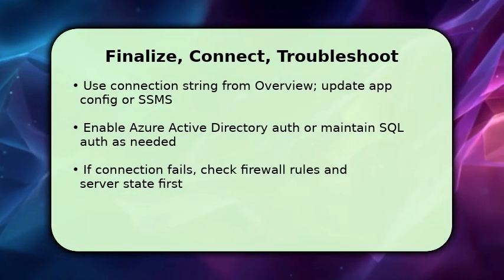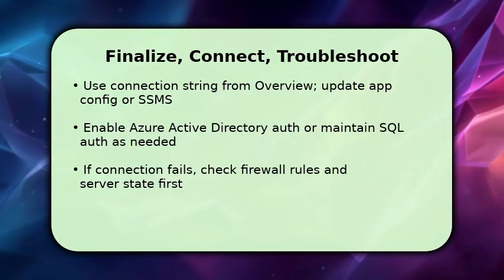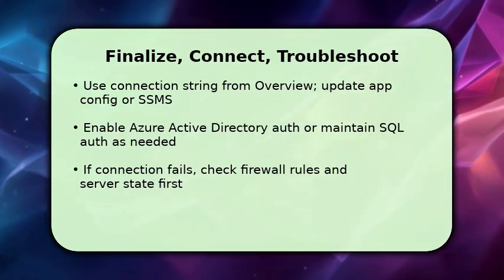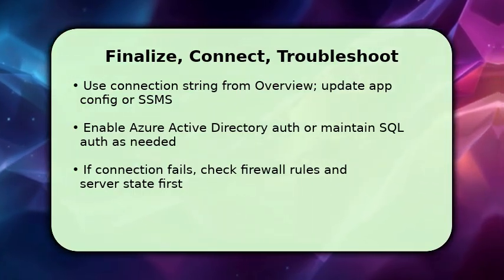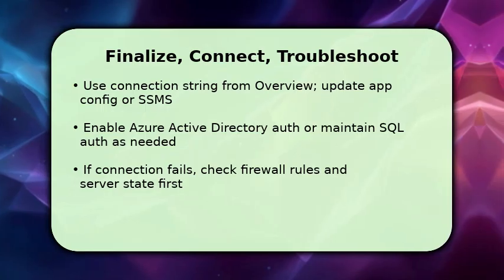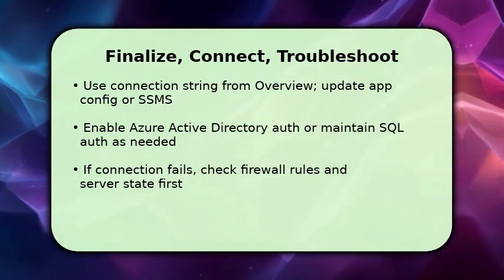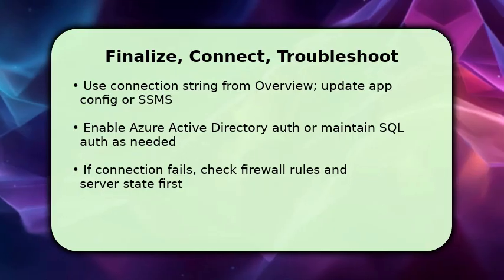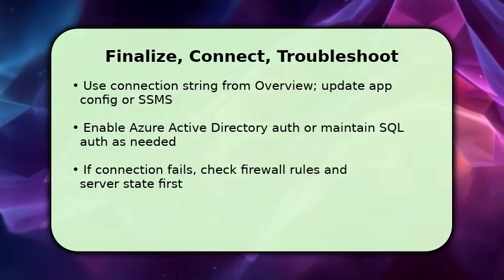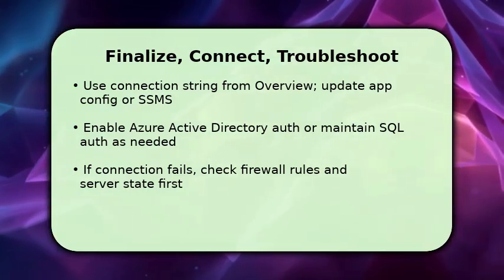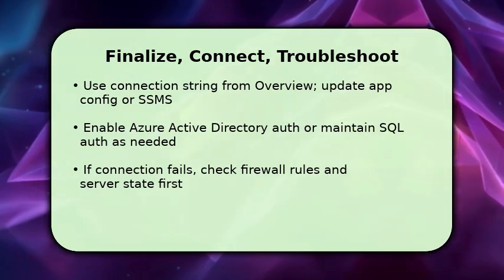Go to the database overview, copy the ADO.NET or ODBC connection string, and update your app settings or connect with SSMS using the admin credentials. Consider enabling Azure AD authentication for centralized identity or keep SQL auth if required. Once connected, run a simple query to verify.